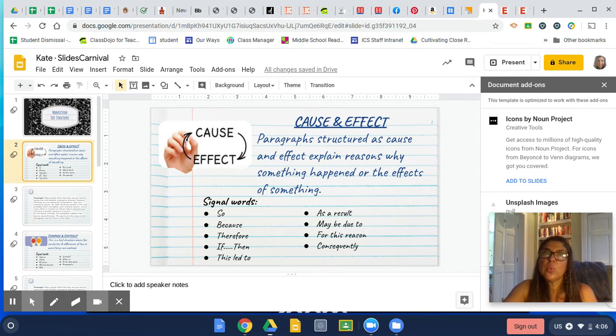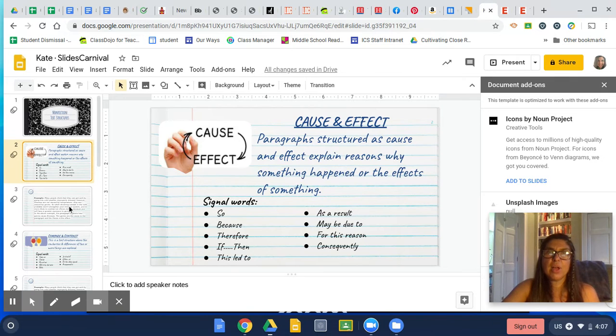There's lots of signal words that give the reader the cue whether this is organized in the cause and effect structure. And those signal words are so, because, therefore, if, then, this led to, as a result, maybe, due to, for this reason, consequently. So not only as a reader are these clues to what type of structure the author used, but they're also helpful for you as writers, because whatever topic you picked, you might want to use some of these signal words to help your writing flow and to transition from idea to idea.